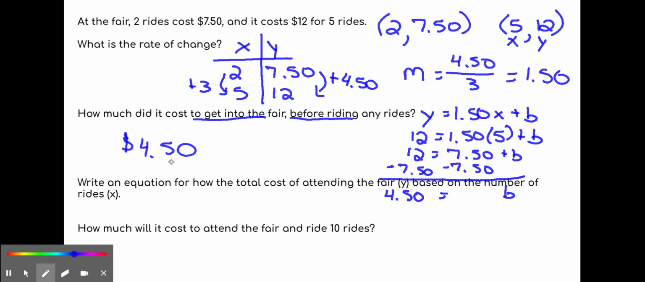Okay, so I chose the point (5, 12) because there were no decimals in that point. My x value is 5, my y value is 12. I've plugged it in with my slope and I got b was 4.50. So the cost of just getting into the fair, the initial value, was $4.50. Okay, so now I have m, now I have b. What is the equation for your total cost to attend the fair based on just getting in, and then how many rides you ride?